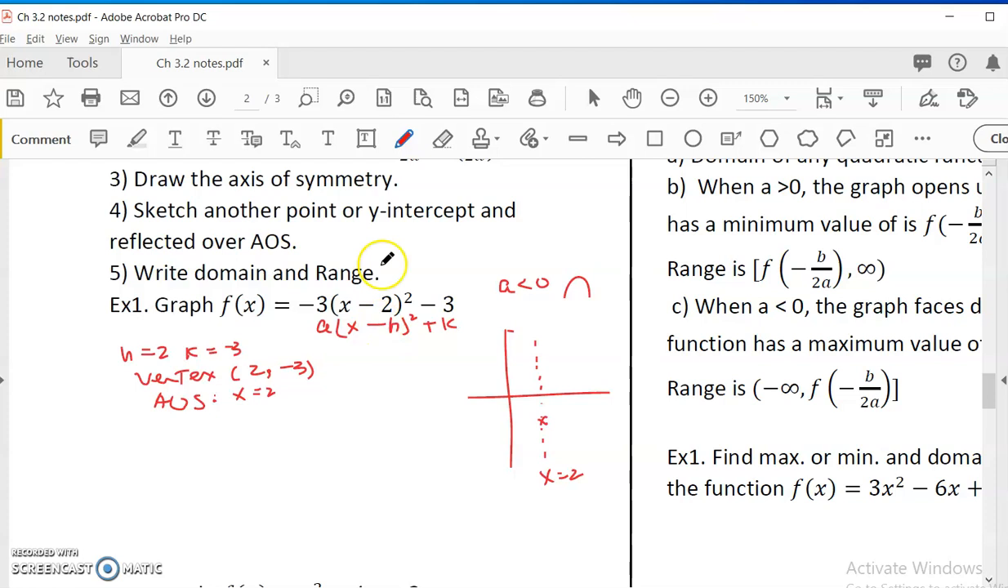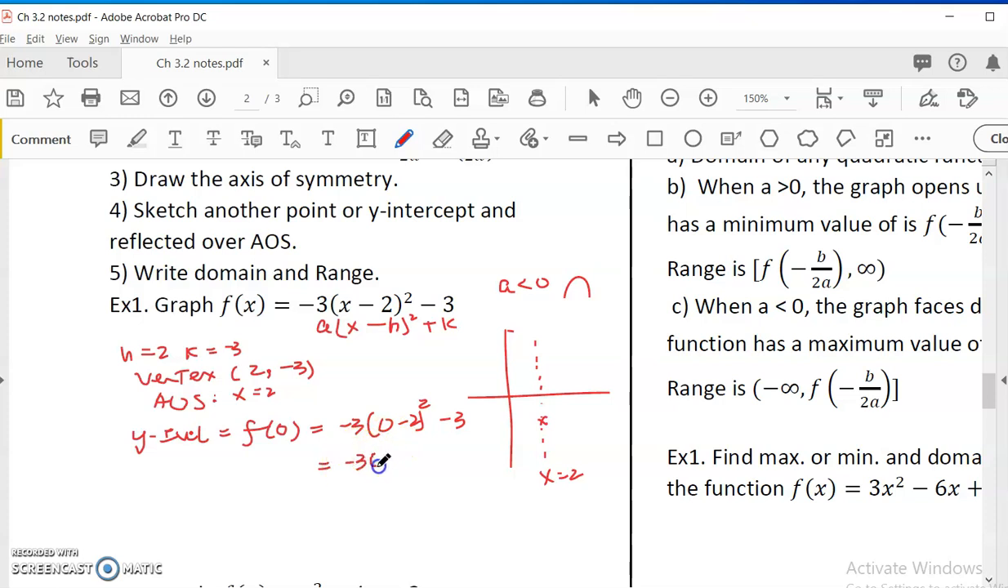And then you need to find another point because we know it is facing down, so I need another point, right? But where is it? Is it this way? Is it this way? Is it really skinny? So what we can do is find either another point or the y-intercept, because the y-intercept is really easy to find, which is f of 0. Now, f of 0 is not the negative 3. You have to actually do negative 3 times 0 minus 2 squared minus 3 because it's a vertex form.